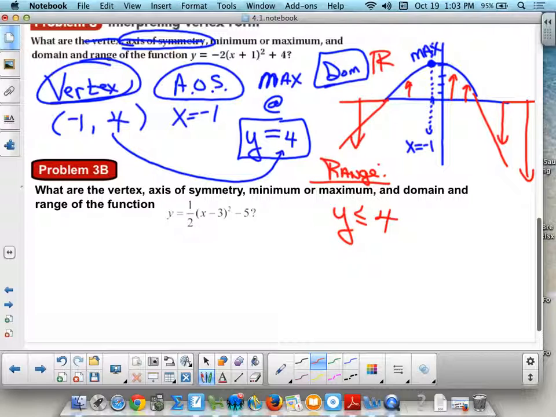The next problem is the same thing. Just do your assignment today. You're supposed to say, there is no assignment. Okay.